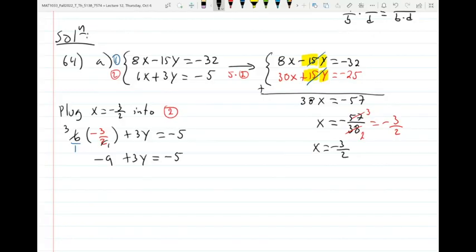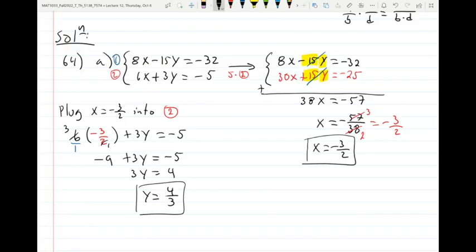Plus 3y equals negative 5. So now just solve for y. We add 9 to the other side, giving me 4, so y is 4 over 3. So we have our solution. The solution is a point, x comma y: negative 3 over 2 comma 4 over 3.